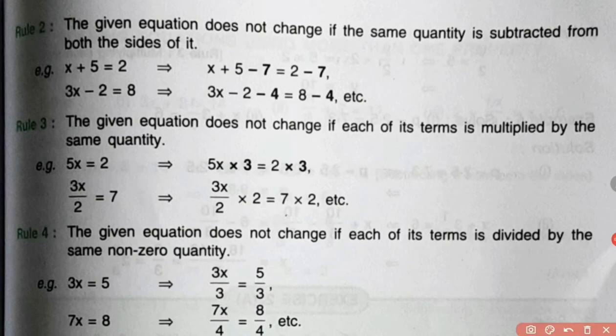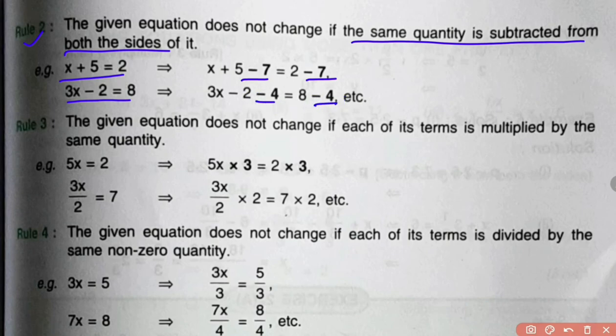Okay, now let us go to the next rule, which is rule number 2. Rule number 2 reads as: the given equation does not change if the same quantity is subtracted from both the sides. Now the equation which is given to us is x plus 5 equals 2. Here on both the sides they have subtracted 7. So after subtracting 7 also the equation will not change. Here we have 3x minus 2 equals 8. They have subtracted 4 on both the sides. The equation will not change. So I hope you have understood rule number 2 also.